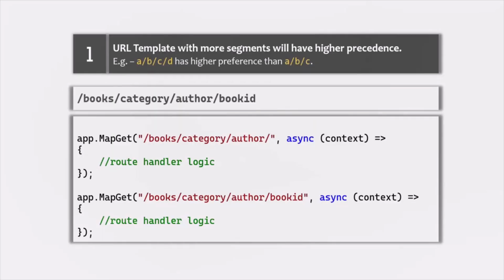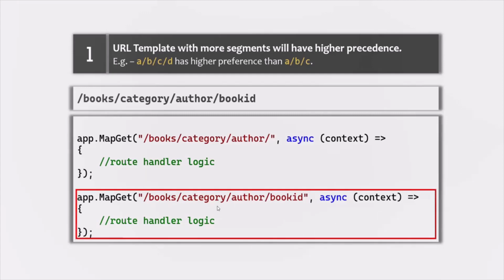The first rule is that the URL template with the most segments will have higher precedence. Let's understand this with an example. Let's say the URL is /book/category/author/bookid, and we have 2 routes defined. The first route pattern is /book/category/author, and the second route pattern is /book/category/author/bookid. Now this URL exactly matches the second route pattern, right? So in this case, this route will be called.